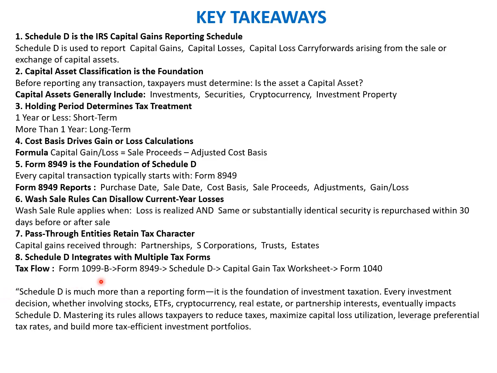And then finally, the information flows from Form 1099-B to Form 8949, to Schedule D, to the capital gain tax worksheet, and finally to Form 1040. So Schedule D is much more than a reporting form. It is the foundation of investment taxation. Every investment decision, whether involving stocks, ETFs, cryptocurrency, real estate, or partnership interests, eventually impacts Schedule D. So with this, we'll come to the end of this chapter. Let's move to the final concluding slide.